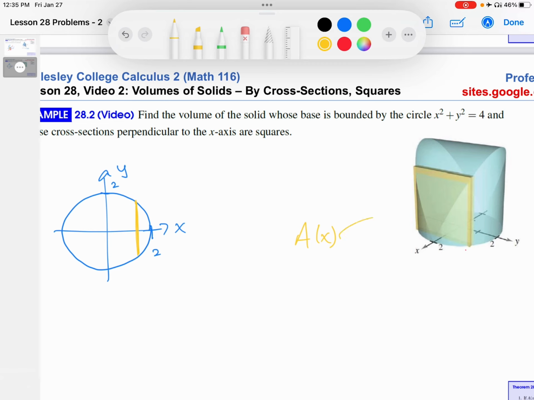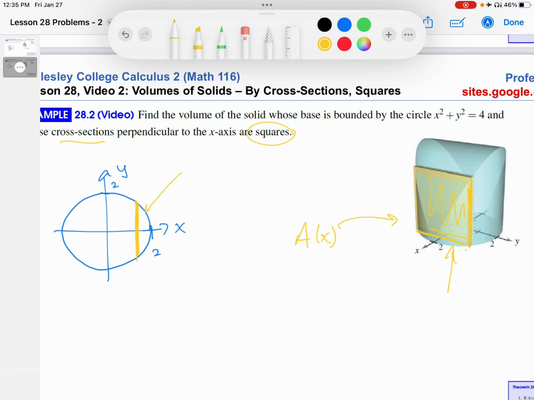Well, we're told that those cross sections are squares, and we know that the area of a square is the square of the side length. We've already got one of the side lengths here. This is the base of the square, and then it pops out to become in 3 dimensions the yellow square we see over here. So to find the area of the square, we just need the length here, and then we're going to square it to get this area. So what is this length?